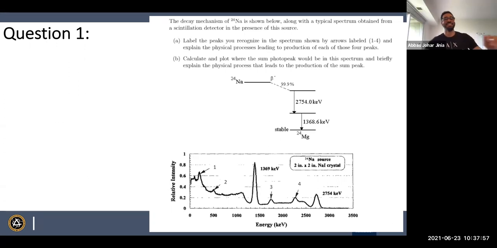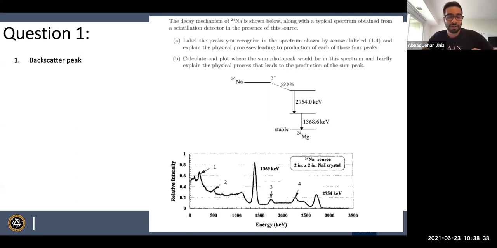Right. Okay. So number 1 is a backscatter peak. If we look at the energy, it's roughly at m naught c squared divided by 2. M naught c squared is 511, the rest mass energy of the electron. So if we see a peak around there, most likely it is from a backscatter peak. Number 2. Now, number 2 is not exactly a single escape peak from 1369. If you look at the energy, it's 511 keV.